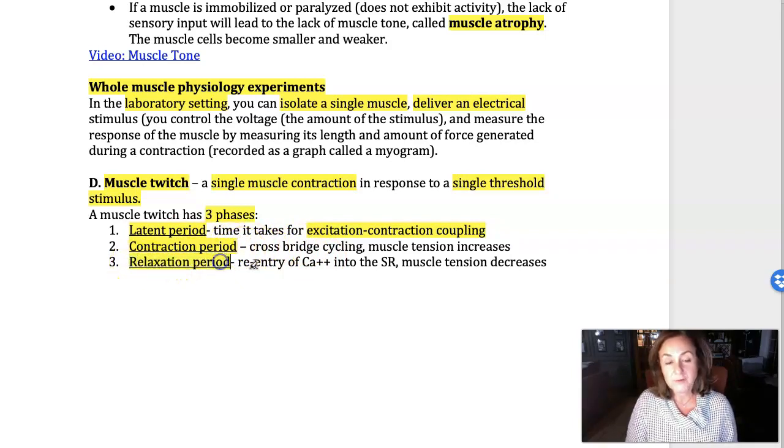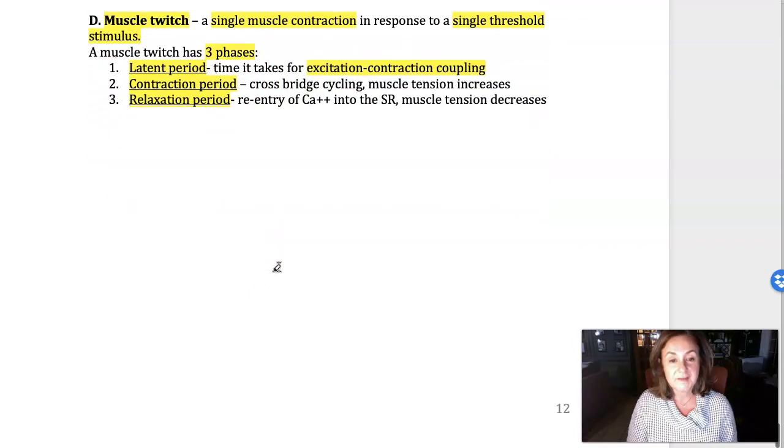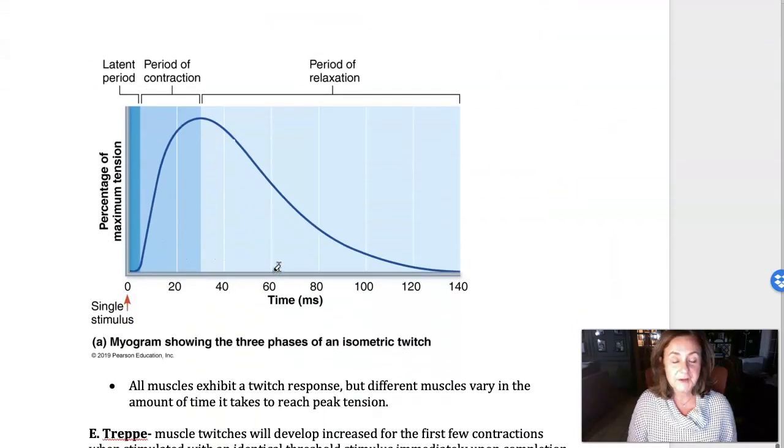And then when the force starts going down, that's called relaxation. So you can see in our book, they color-coded those 3 periods of a muscle twitch. So they give a single threshold stimulus at time 0. The tension stays at 0 for a few milliseconds, and then contraction, and then relaxation. Okay, so that is a muscle twitch.